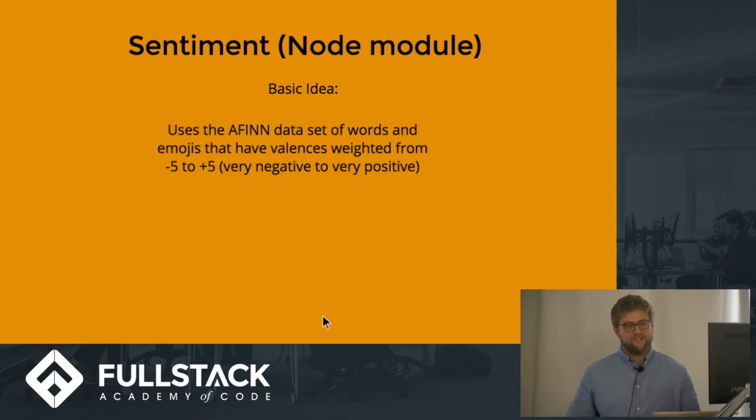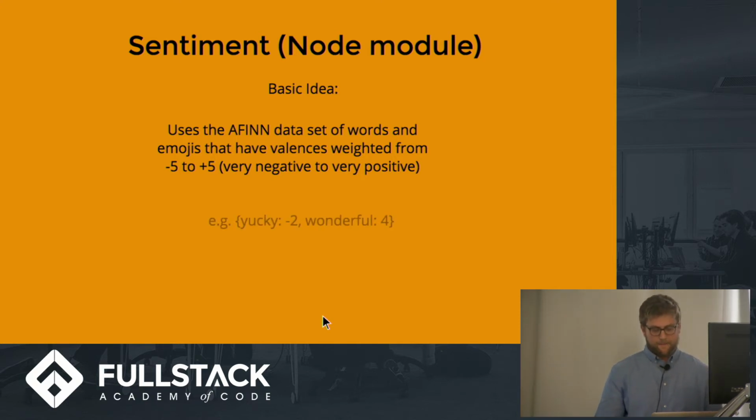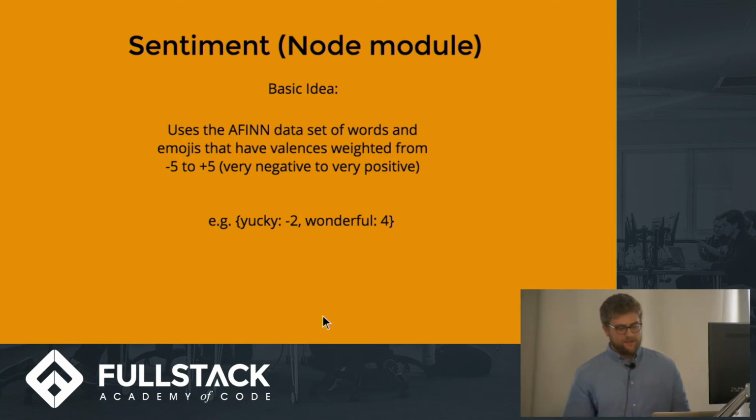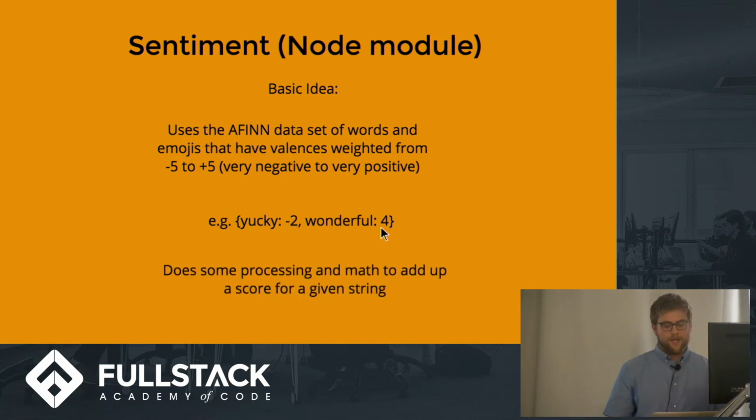Now, about sentiment. It uses the AFINN data set, which is just a collection of English words, each with a valence assigned to it, from negative 5 being very negative to positive 5 being very positive. For example, yucky would be negative 2, wonderful would be 4. In the node module, it's a regular JavaScript object with the key being the word and the value being the valence. And it basically just does some processing and a little bit of math to whatever string you give it.